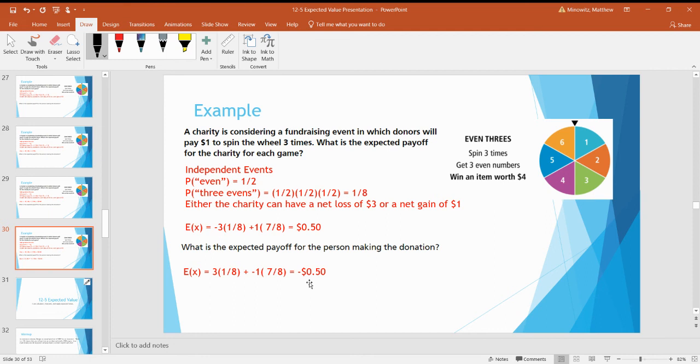And that's expected value, taking all of the outcomes, multiplying each outcome by its probability. And in the next lesson, we're going to do more expected value.